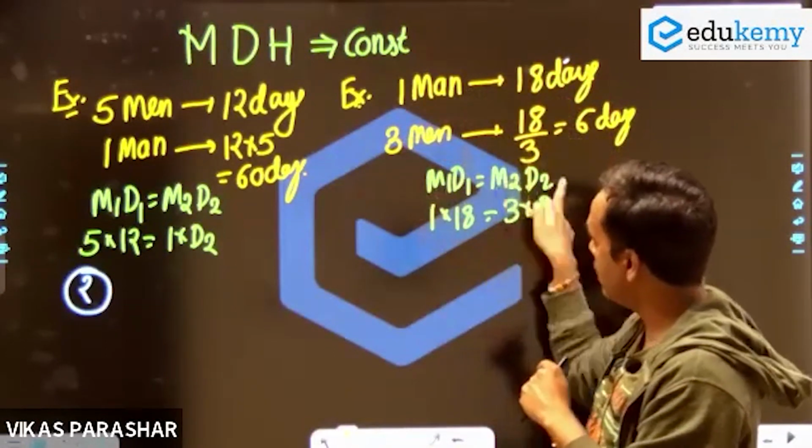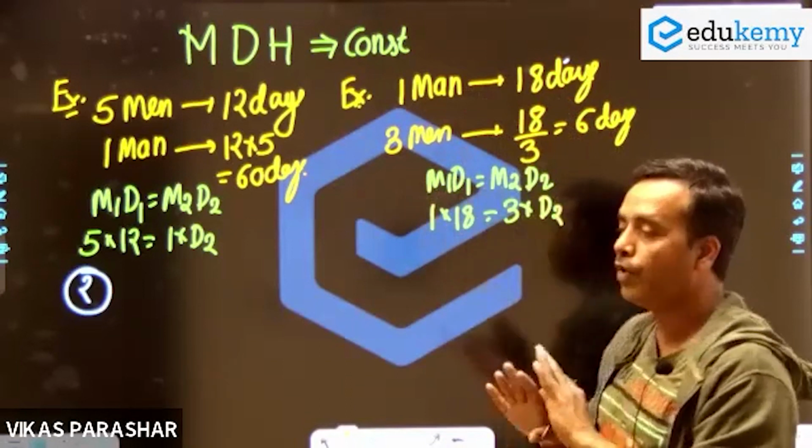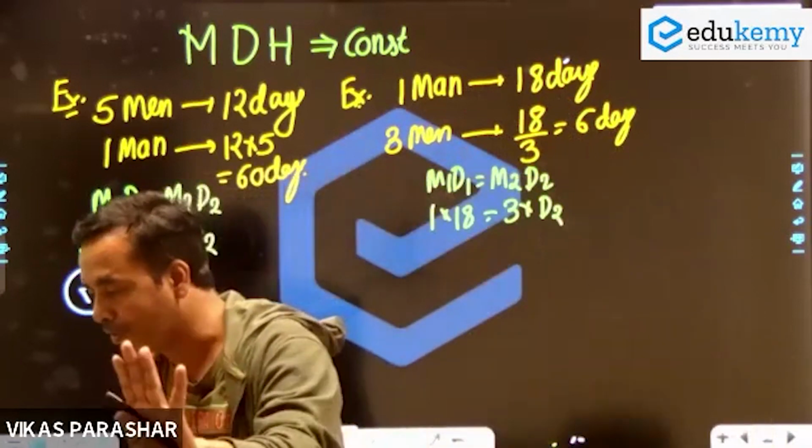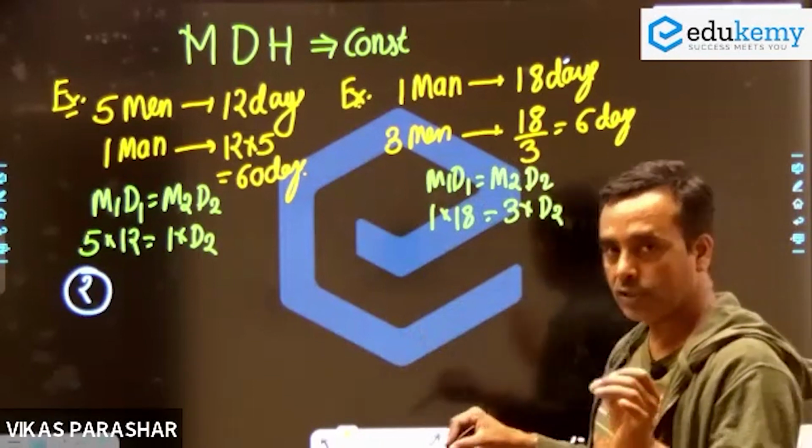Or you can use this direct formula. M1 D1 equal to M2 D2. Very nice. You can use the direct formula. ठीक है. अच्छा, second concept देखते हैं क्या होता है.